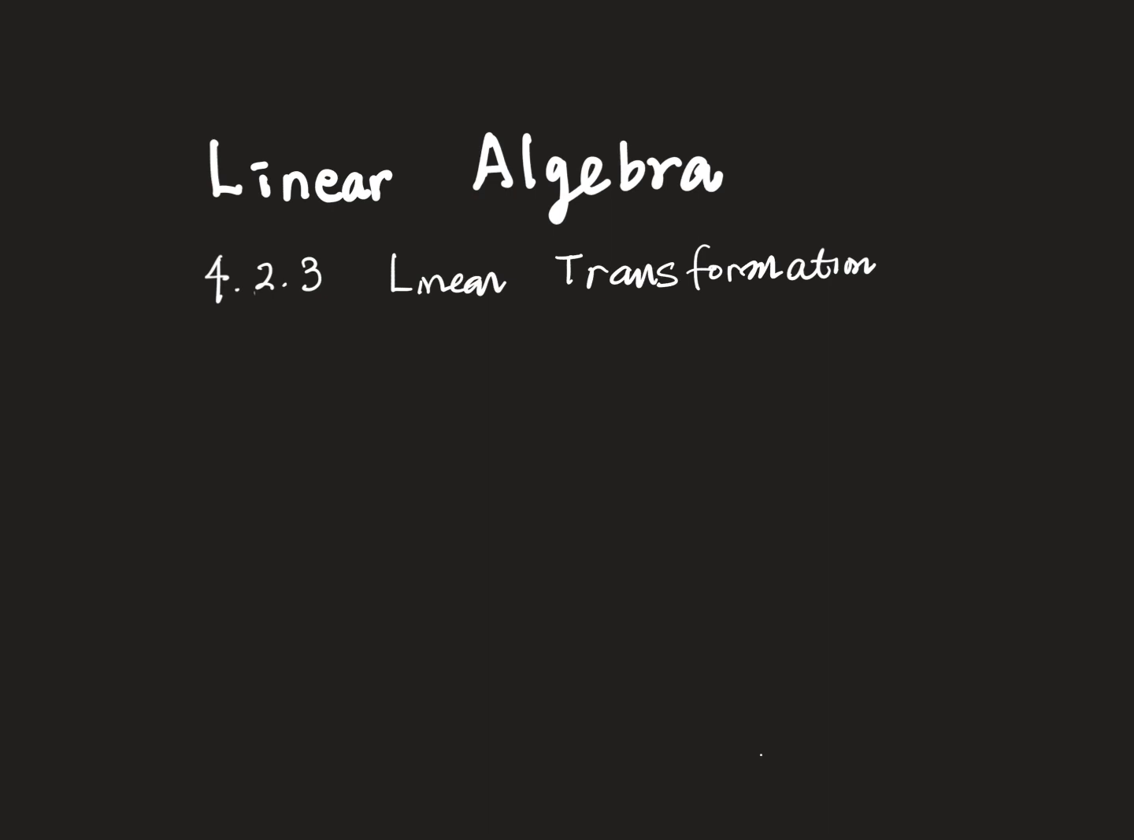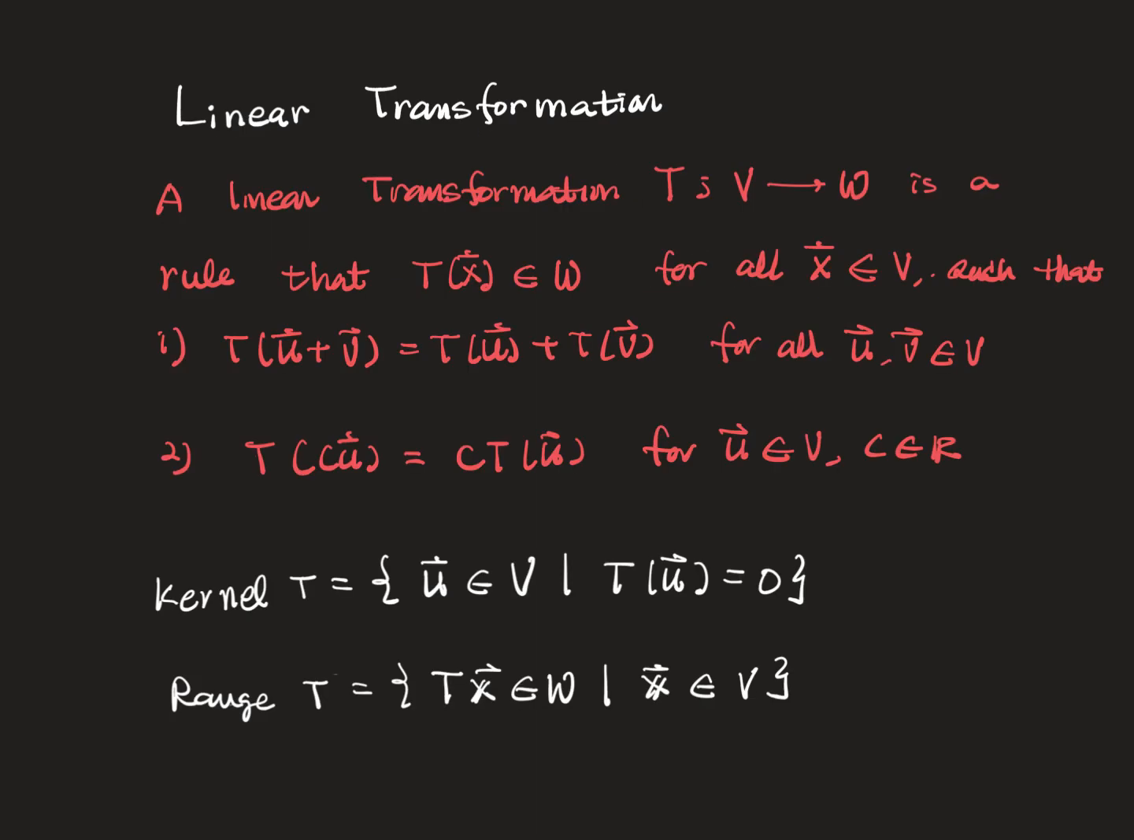This is linear algebra 4.2. The last part of 4.2 is linear transformation. In the previous video we discussed null space and column space. We're going to define linear transformation in this last part of 4.2. Okay, the last part of this section is linear transformation, guys.